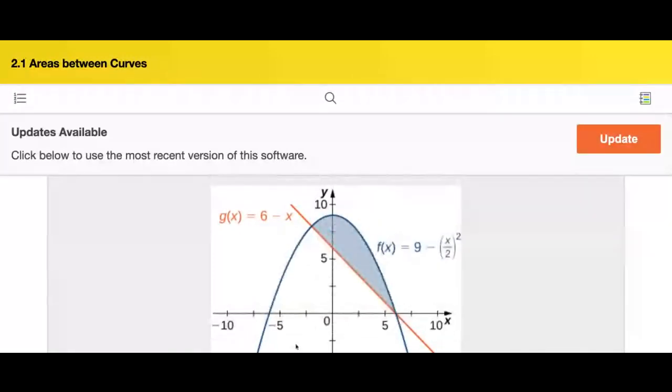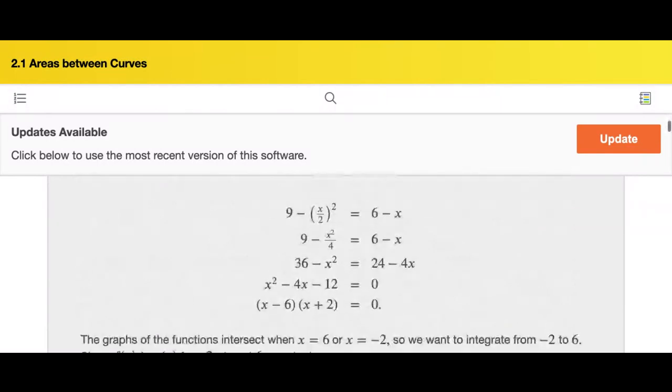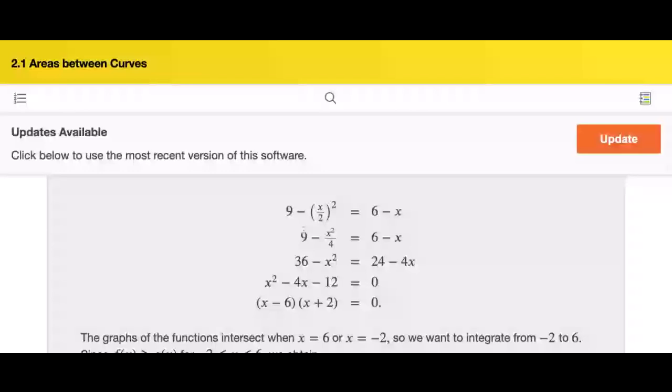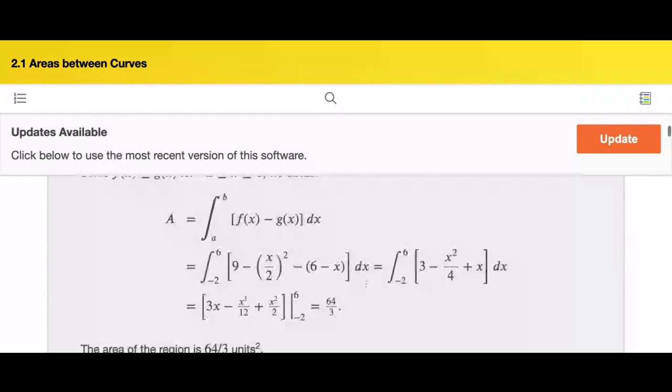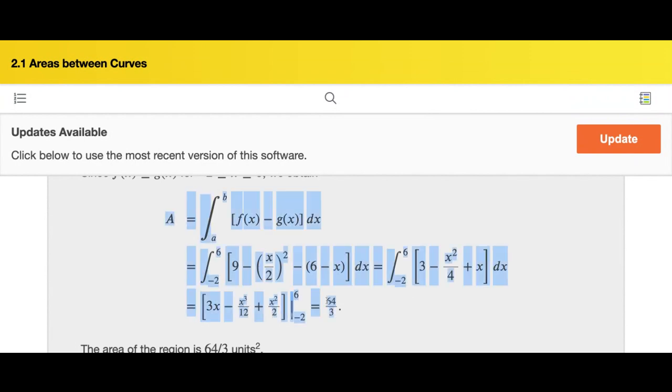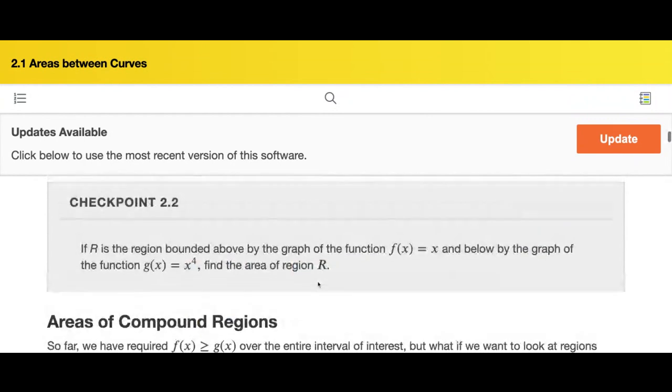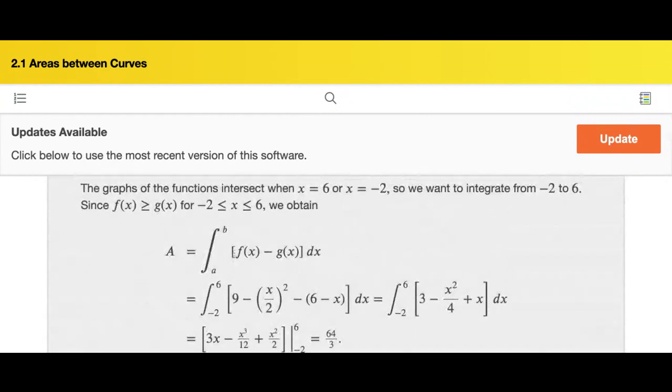Sometimes we don't really have to draw the picture. Even if we're not given the intervals, we can set the functions equal to each other and solve for x. We get a lower limit and an upper limit, and maybe we just don't know which function is above which. But when we do the calculation, if we get a negative answer in the end, we know we just switch the integrand. We just switch f and g, right?